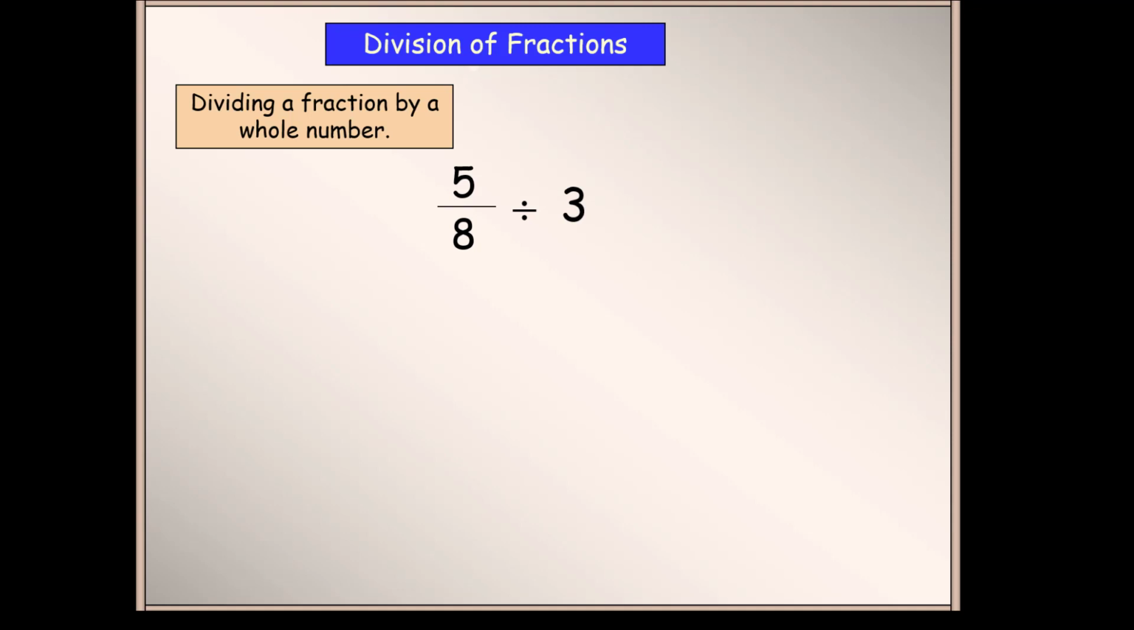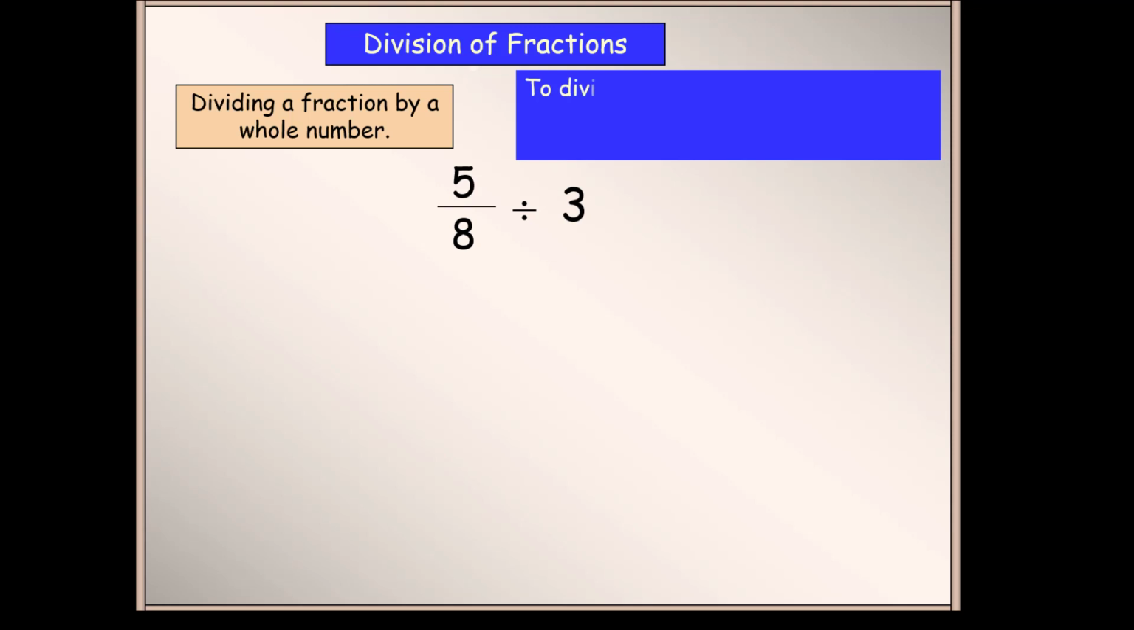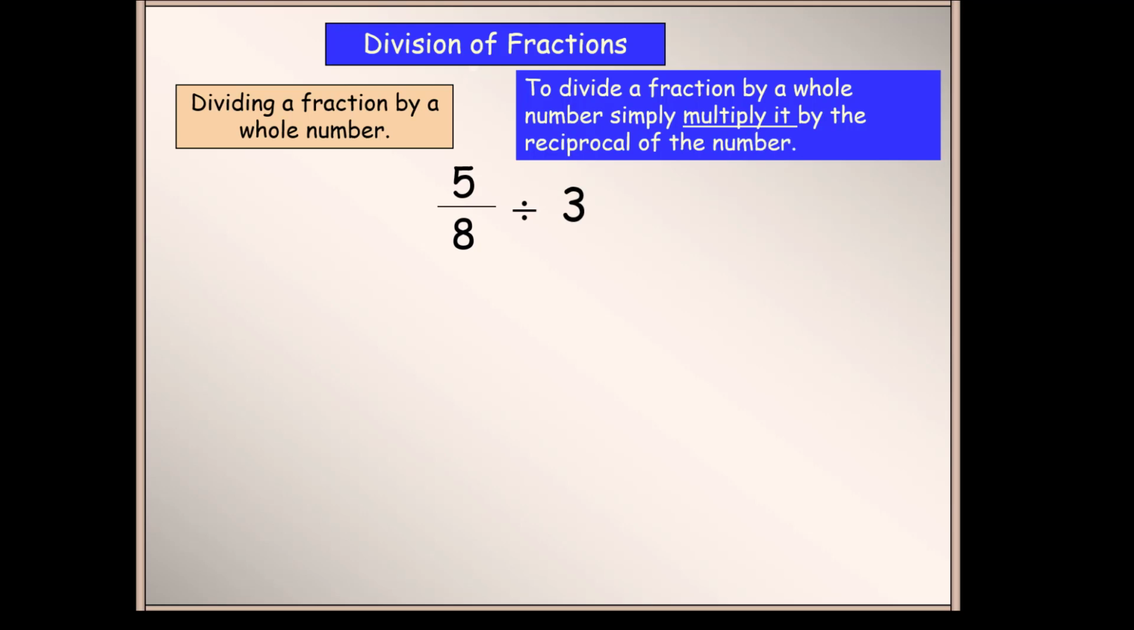Division of fractions. How to divide a fraction by a whole number. To divide a fraction by a whole number, simply multiply it by the reciprocal of the number.